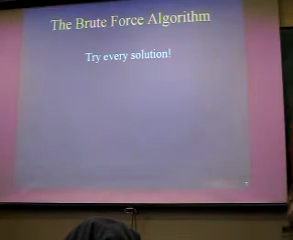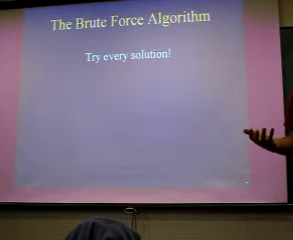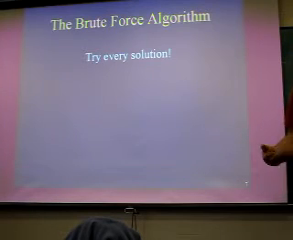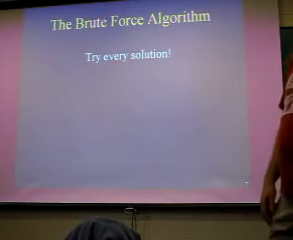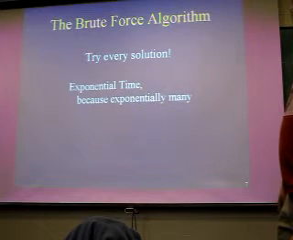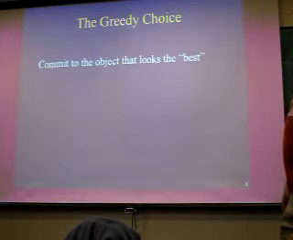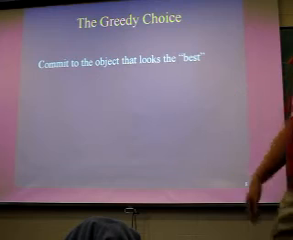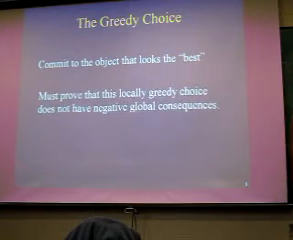All right, so one option is you try every possible solution, right? You compute its cost. Do we do that? No. Why? Because there are an exponential number of them, right? So the other option is you commit to the object that looks best. Right?